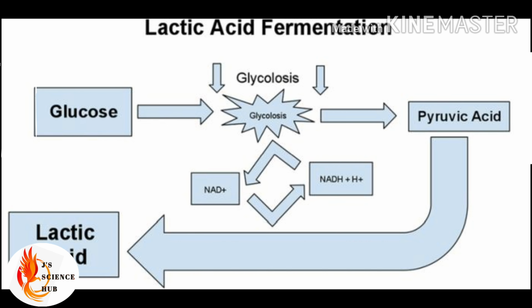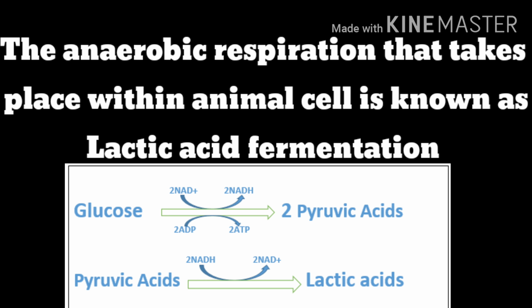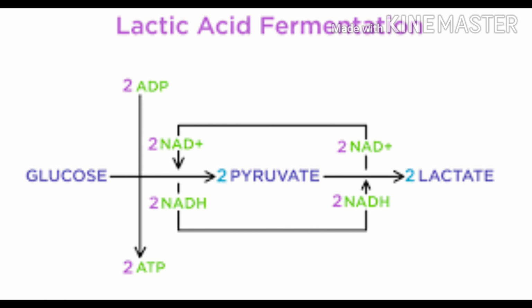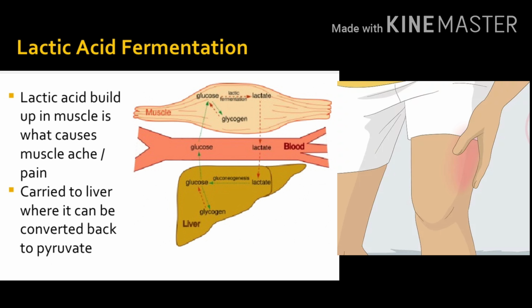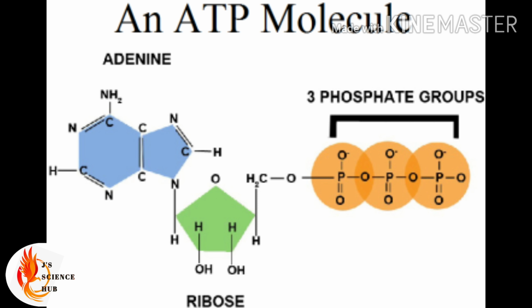There is another anaerobic respiration, that is lactic acid fermentation. It takes place in animals including humans. Here the product is lactic acid. Glucose is converted into lactic acid and energy. This lactic acid formation is the reason for muscle pain and cramps due to sudden intense activity, for example, like a 100 meters race.